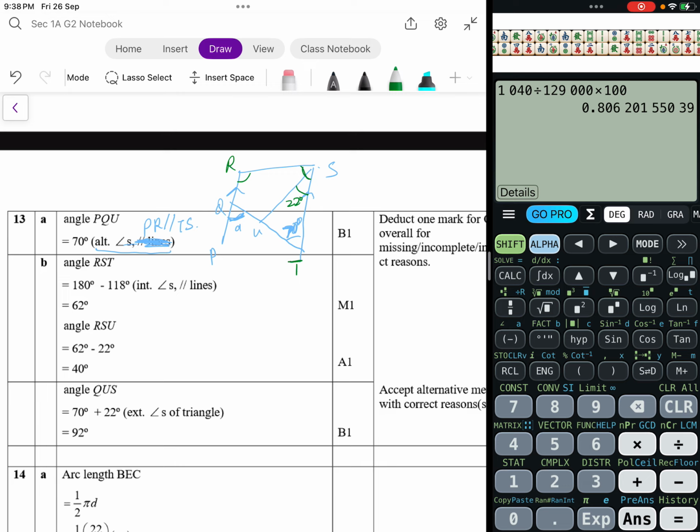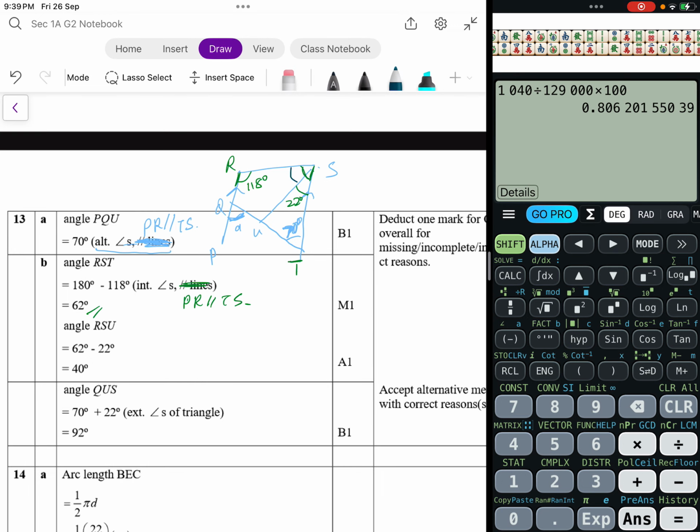Because this is 118 and these two are parallel lines, we can actually find this RST by interior angles. Again, PR is parallel to TS, then we get 62. But they want RSU, so what they want is RSU, not RST.